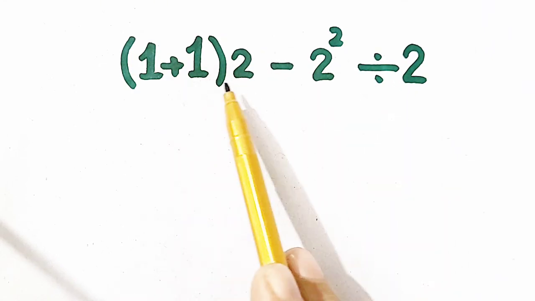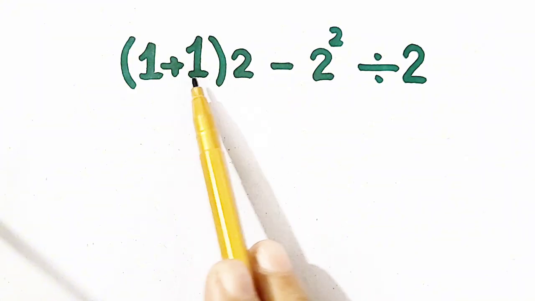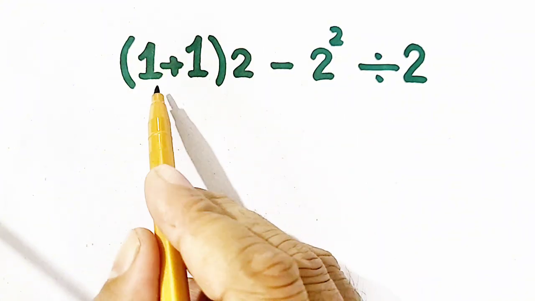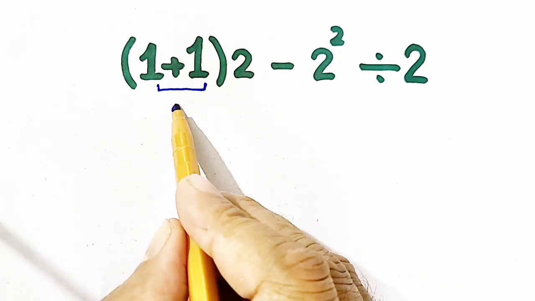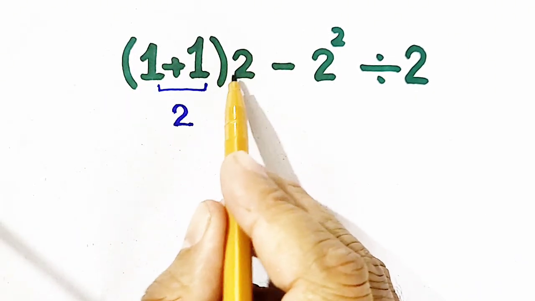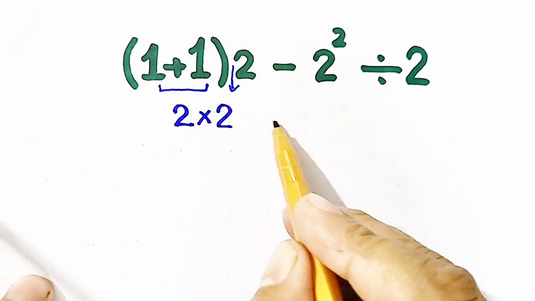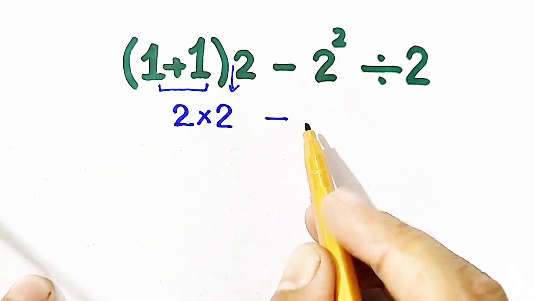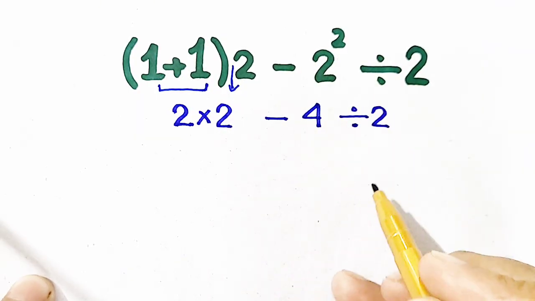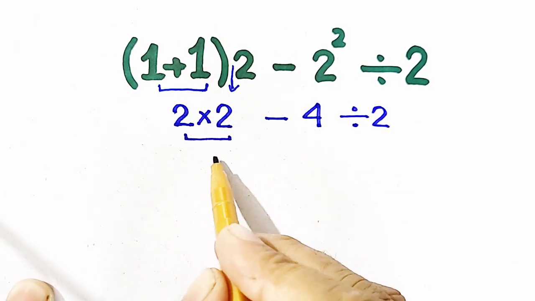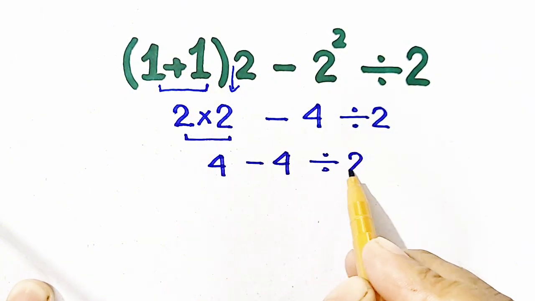Okay, parentheses, then here is no sign, so here is multiplication. We will solve the parentheses first, meaning our first priority is to solve this parentheses, which we will get 2. And here is no sign, so we can put a multiplication sign and minus 2 squared. Now exponent, which will be equal to 4 divided by 2. Okay, now 2 times 2, it will be equal to 4 minus 4 divided by 2.